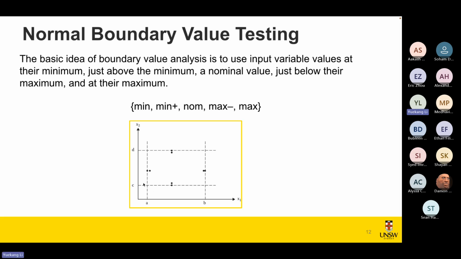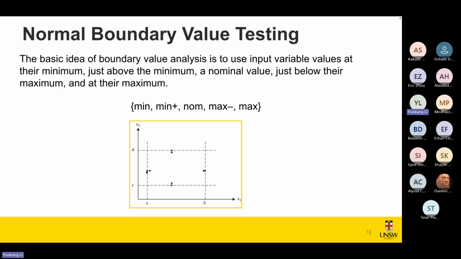For example, each dot here is actually a test case. The keyword is normal, so we don't allow any value to take invalid values. Everything is within the gray area, right? You can see all the dots are within the gray area. No dot falls beyond these lines.